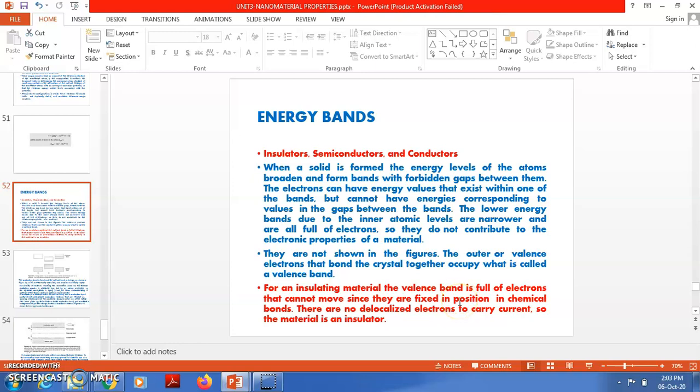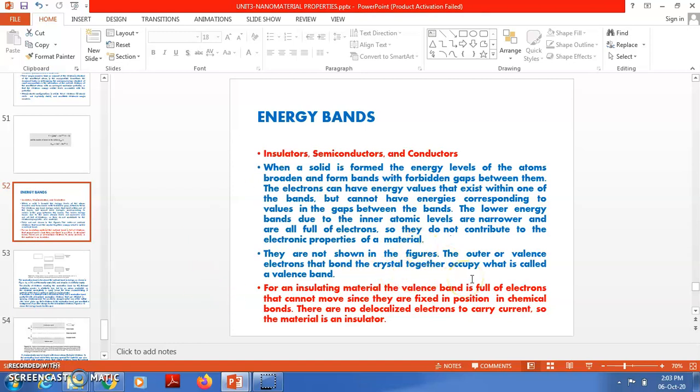The low energy bands, due to the inner atomic levels, are narrow and full of electrons, so they do not contribute to the electronic properties of a material. They are not shown in the figure. We do not have the figure here.